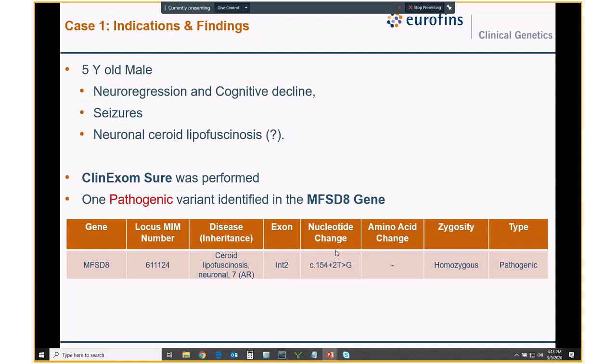The nucleotide change is quite interesting. This is not happening in the coding region, not in the exon. It's actually happening at the junction of intron 2. You can see here, under exon, INT2 is written. So this is an intronic splice site variant. There is no amino acid change, but there is a change in the splice site. What is the zygosity? Do we have one or two copies? You have two copies of the same variant, so this is called homozygous. What is the ACMG classification of this variant? It is pathogenic.